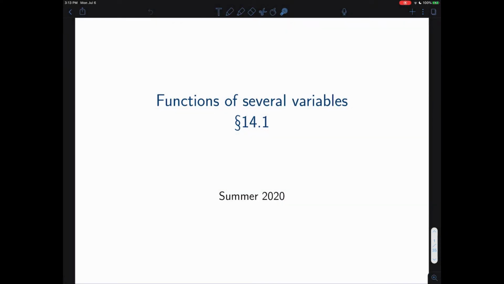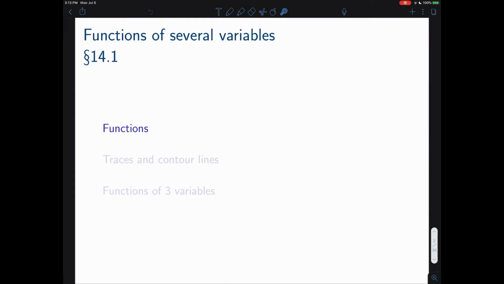Hi, I'm going to talk about functions of several variables. This is section 14.1 in the Stewart textbook. We'll talk about functions and their domains and ranges and graphs. Then we'll talk about their traces and contour lines, and I'll explain what those are. And then at the end, we'll take a special look at functions of three variables and some of the issues that come up there.